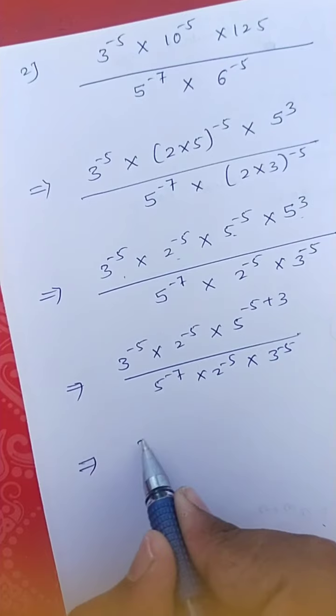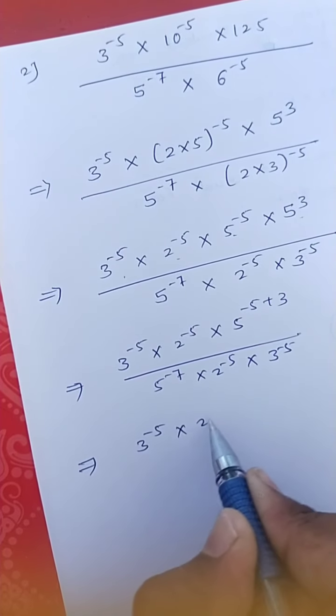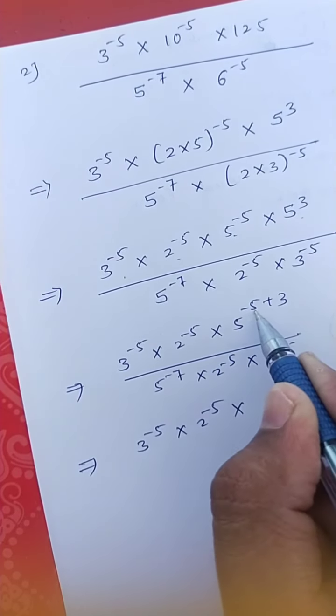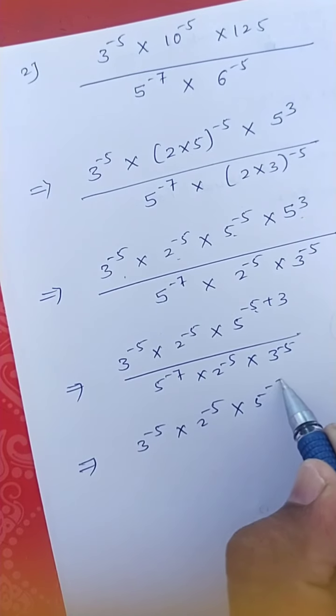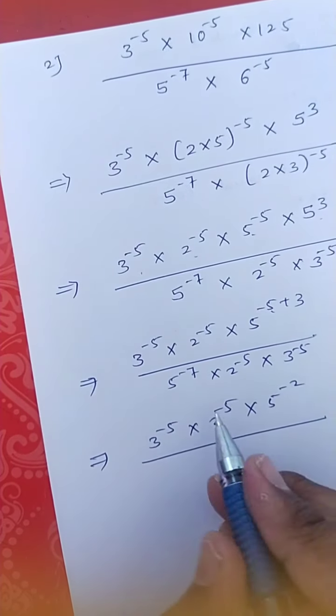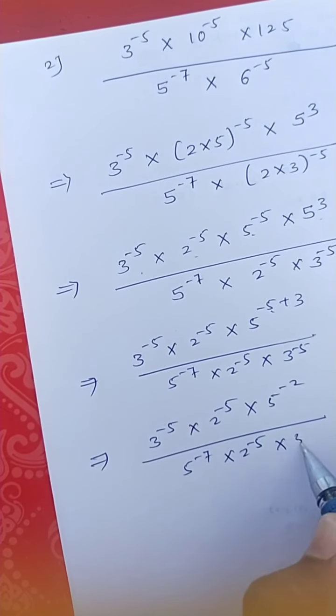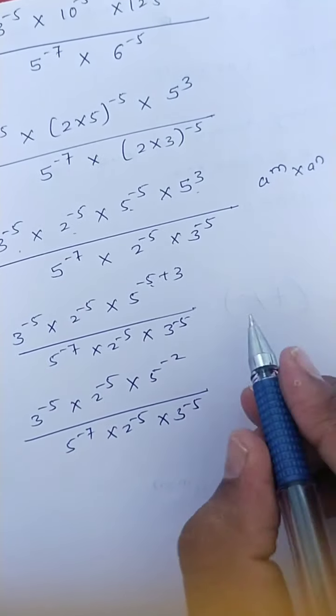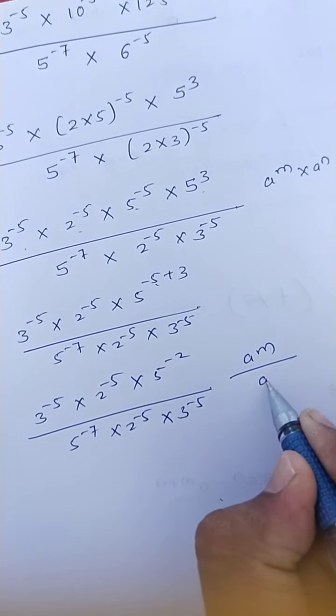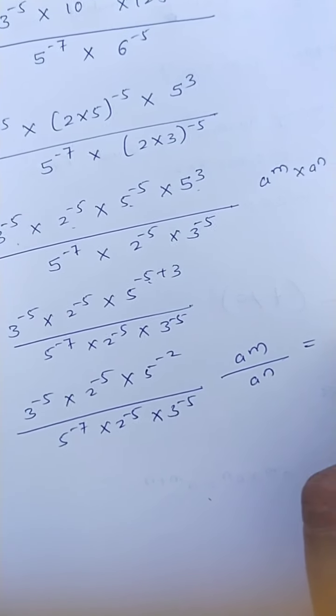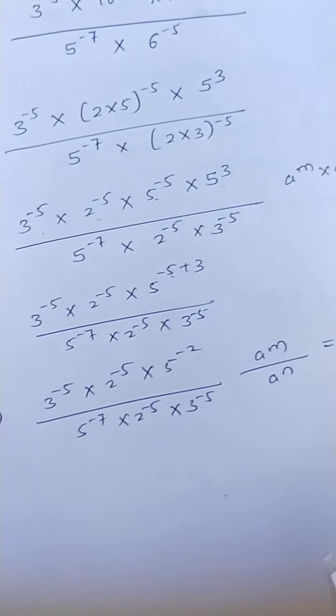Okay, now see, this is 3 raised to minus 5 into 2 raised to minus 5. This is minus 5 plus 3, we get 5 raised to minus 2, whole divided by 5 raised to minus 7 into 2 raised to minus 5 into 3 raised to minus 5. Okay, so now we have to use a raised to m divided by a raised to n is equal to a raised to m minus n.